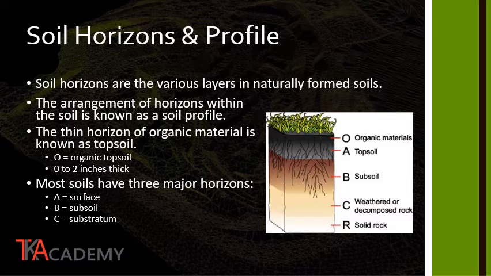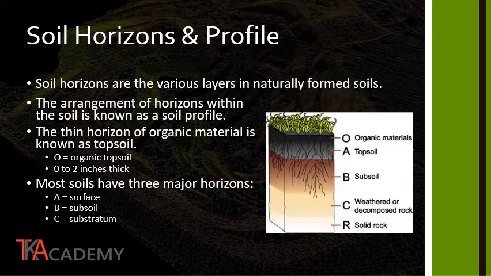A common trait among all soil profiles is the thin horizon of organic material at the top. We call this topsoil. Topsoil is commonly rich in organic material as it contains the decomposed material of prior plant life. The topsoil layer is very thin, usually only about 0 to 2 inches thick. Topsoil is not suitable for engineered material, but it is desirable for maintaining plant life.